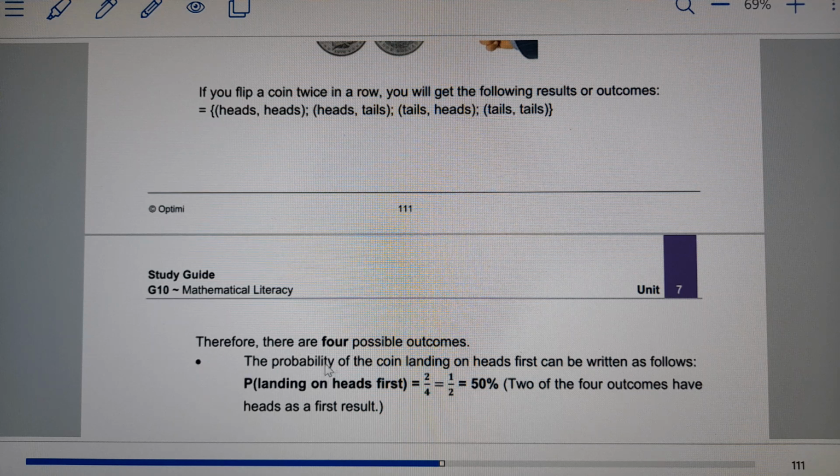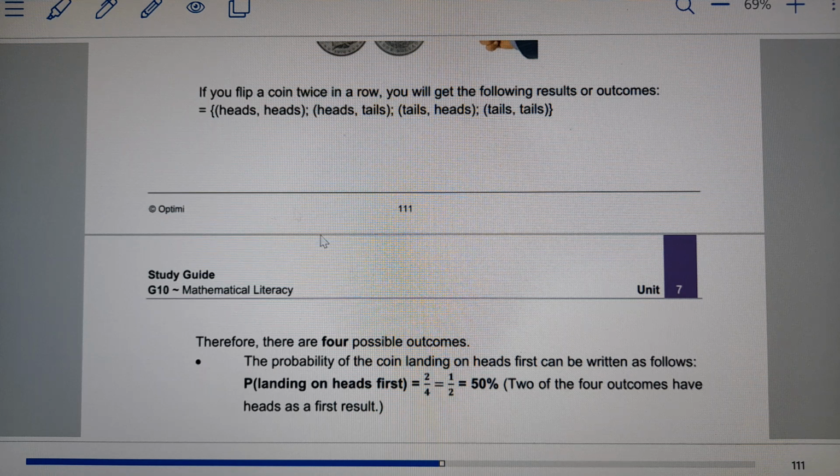So now, if we have to get the probability of a coin landing on heads first, it can be written as follows. Heads first. You see that? So it's 2 favorable outcomes. So the probability of the coin landing on heads first is 2, because we have here.